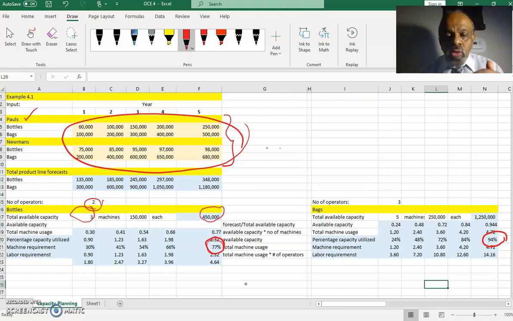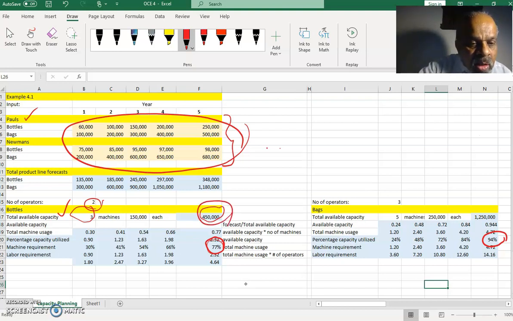I would like you to use the OCE4, which is in your Blackboard, and practice this and understand what is this available capacity, what is the total available capacity, and what is the capacity that is needed, so that you can find the utilization rate. And this is what you need to know in this chapter.